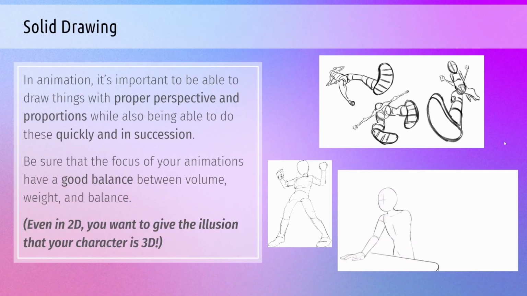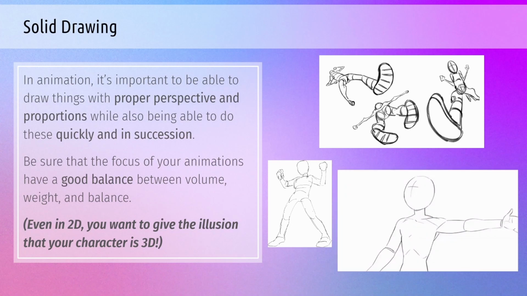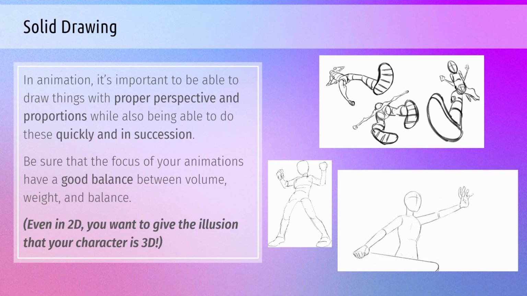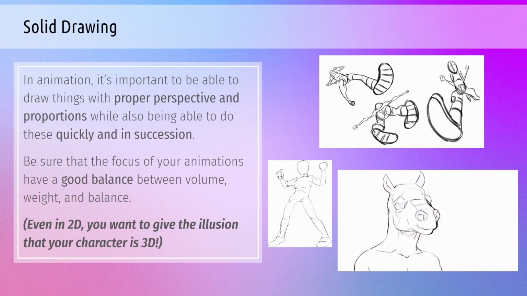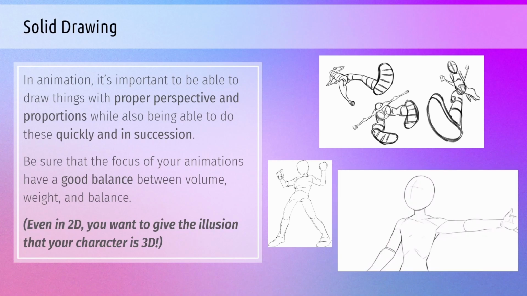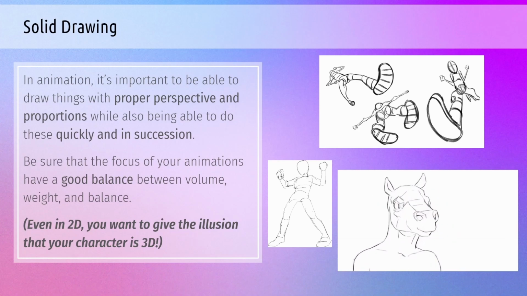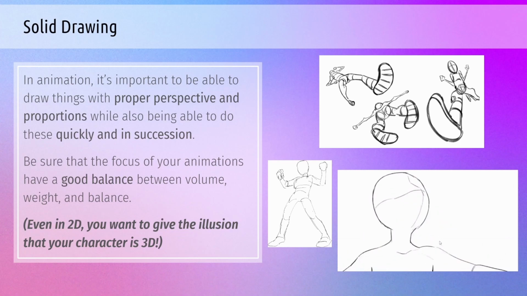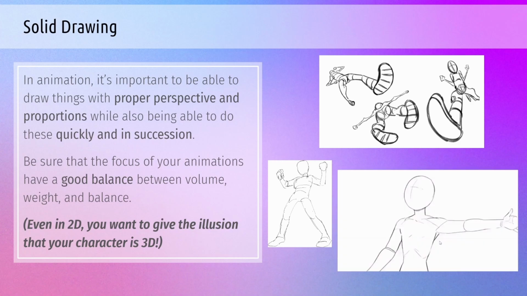Next is solid drawing. In animation, it's important to be able to draw things with proper perspective and proportions, while also being able to do these quickly and in succession. Be sure that the focus of your animations have a good balance between volume, weight, and balance. Even in 2D, you want to give the illusion that your character is 3D. So for example, in this animation on the bottom, the arm gets cut off, but there's a bunch of shapes going on, and you can tell that even though this is a 2D drawing, it feels 3D.